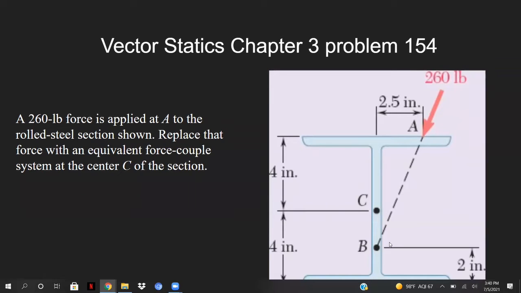Let's take a look at Chapter 3, problem number 154. A 260-pound force is applied at A to the rolled steel section shown. Replace that force with an equivalent force-couple system at the center C of the section.